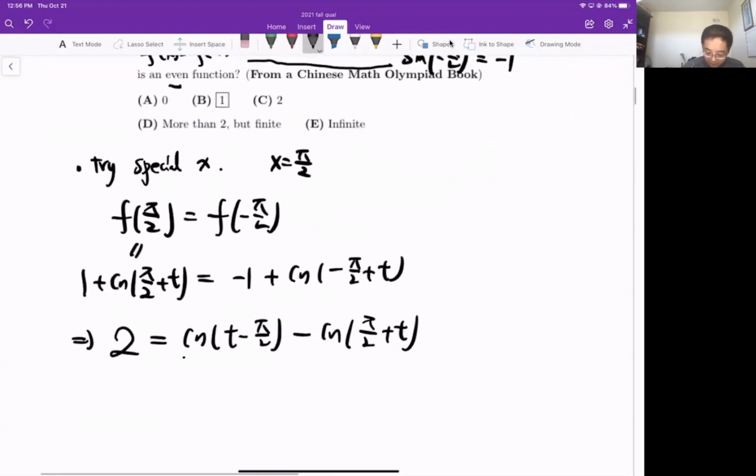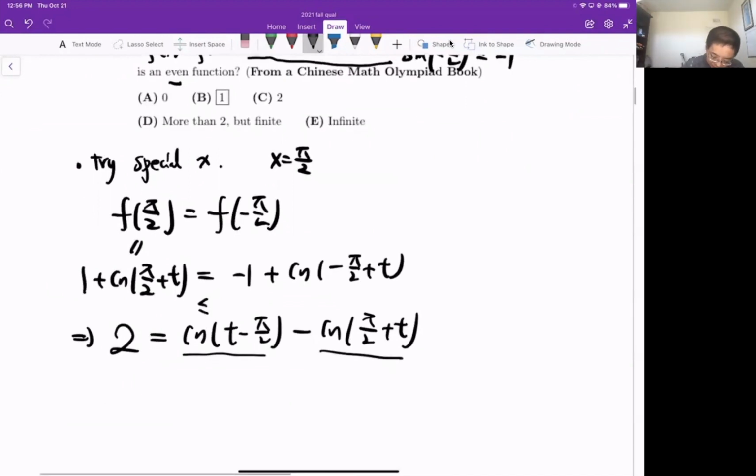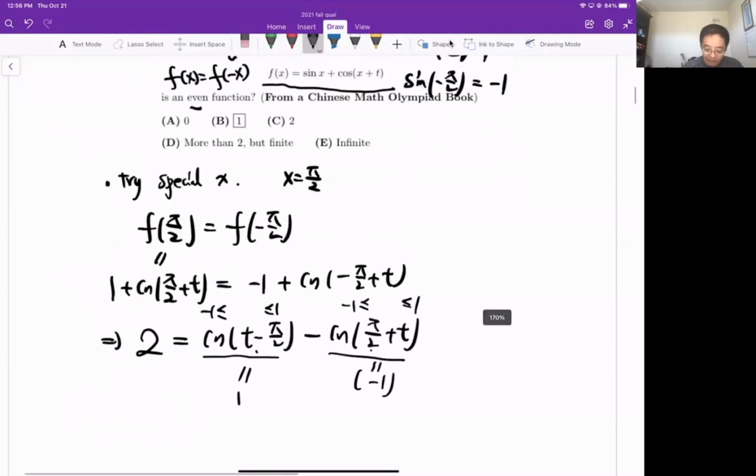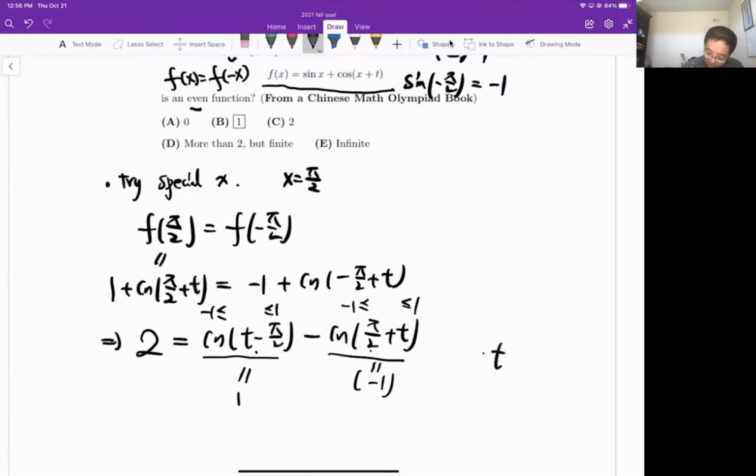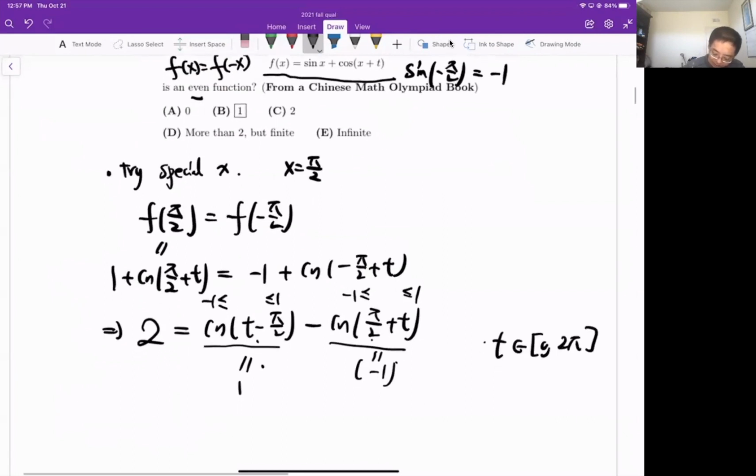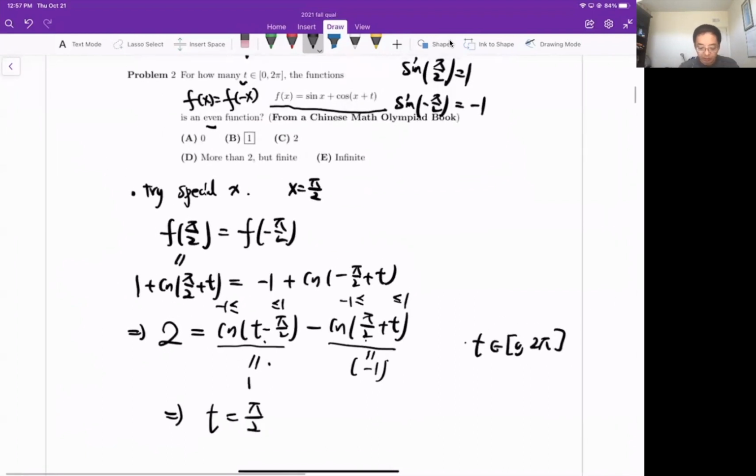Now, if we look at the cosine function, we know cosine is always between negative 1 and 1, right? So this is always between negative 1 and 1, and so is this. In order for this to combine to be 2, there's only one choice. This one is 1, and this one equals negative 1. Now, we know t is between 0 and 2 pi. In order for this to be 1 and this negative 1, there's only one choice: t has to be pi over 2. So if f is an even function, t has to be pi over 2.